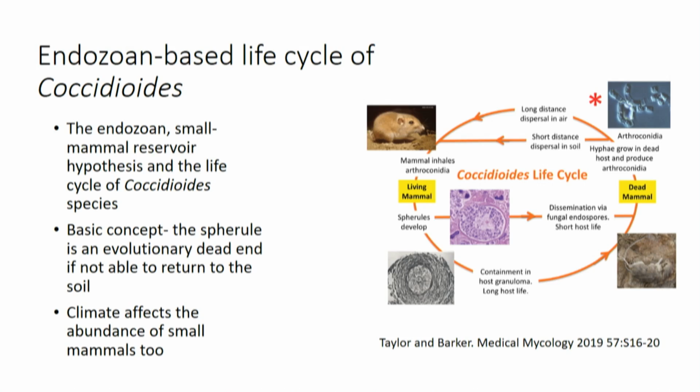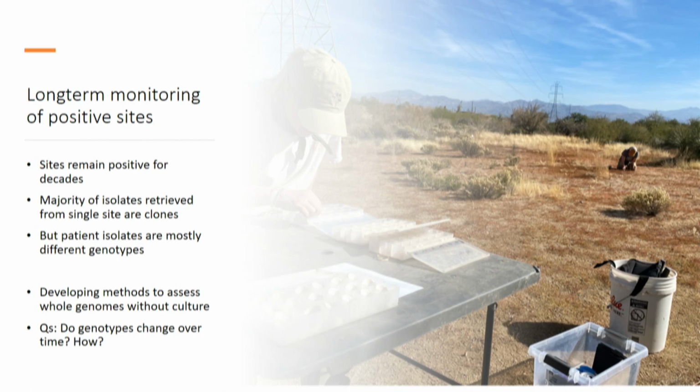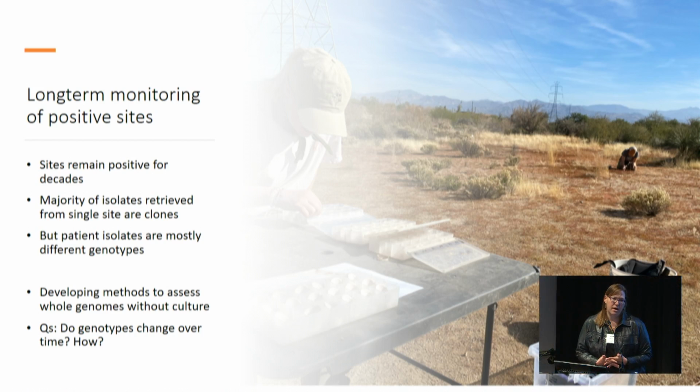The endozoan-based life cycle is the foundation for our hypotheses as we go forward, right? So this is the small mammal hypothesis. I won't belabor it because Dr. Taylor already talked about this quite a bit. But the basic concept is that the spherule is a dead end because it's not transmissible. If the spherule cannot grow out of the lung, then it represents a dead end, and evolutionarily, that would be lost from the species if it isn't able to actually get out and replicate and infect the next host.